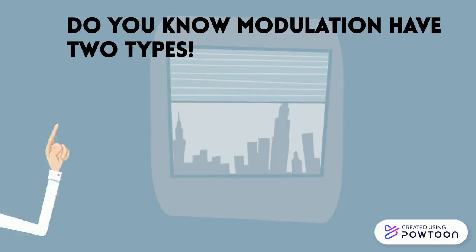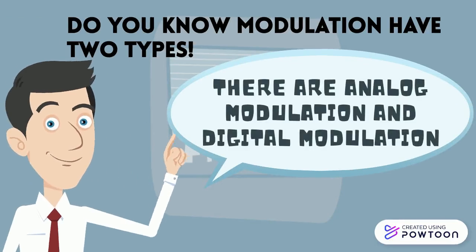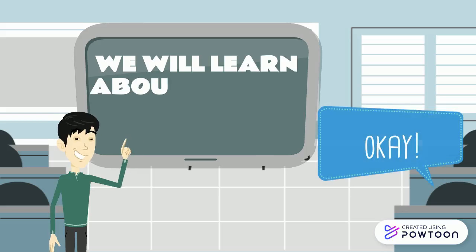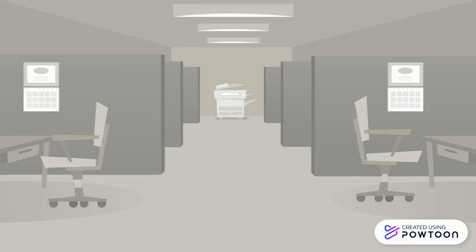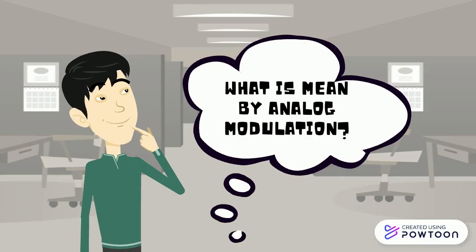Do you know modulation has two types? There are analog modulation and digital modulation. We will learn about analog modulation first. What is meant by analog modulation?